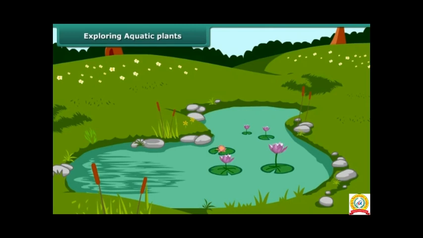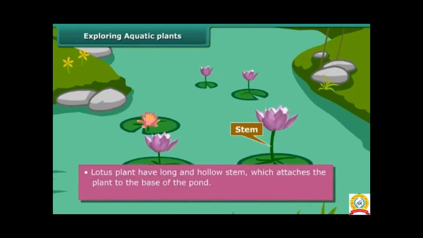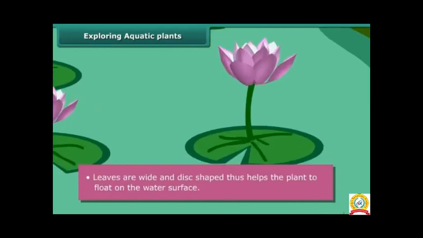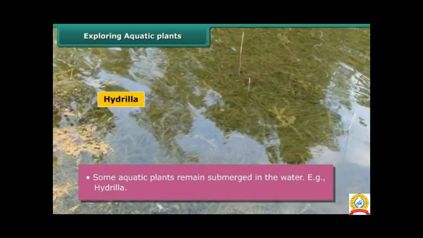These plants show various adaptations to live in water. Lotus plants have a long and hollow stem which attaches the plant to the base of the pond. Roots are short. Leaves are wide and disc-shaped, which helps the plant to float on the water surface. Some aquatic plants remain submerged in the water. For example, hydrilla.